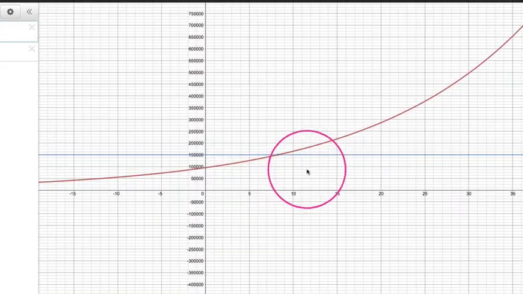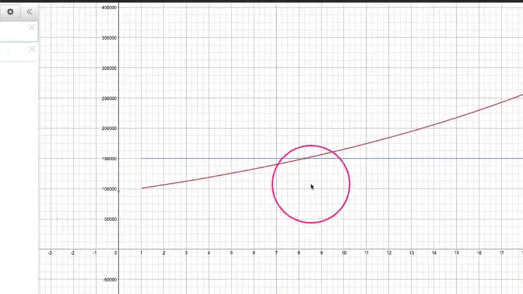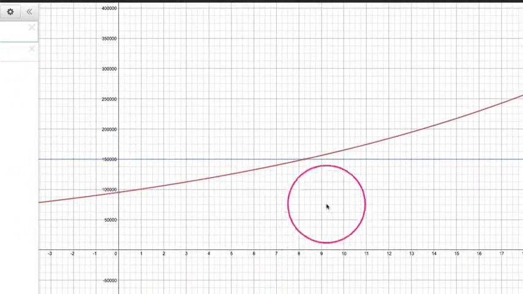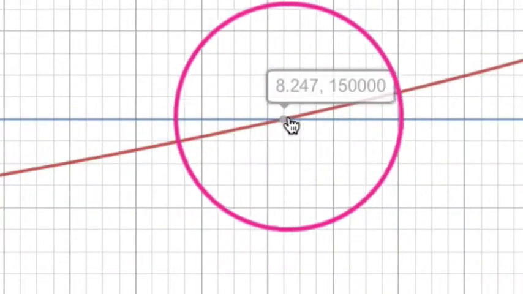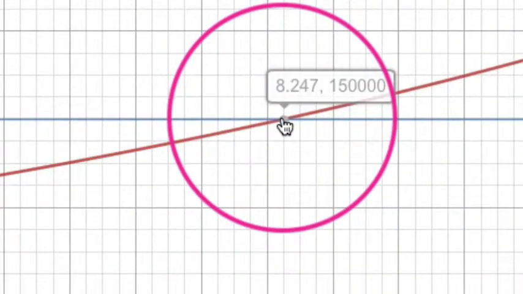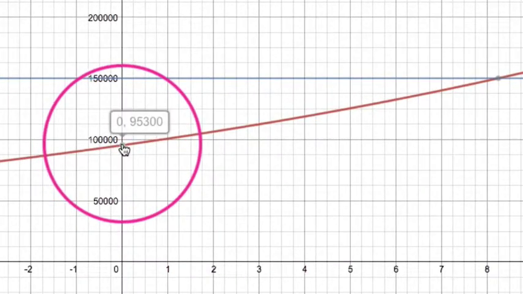But you see two graphs here, and basically we're saying, okay, on the x-axis we have time, y-axis we have population. When did this exponential growth model reach the height of this vertical line right here? And we can actually just look at this intersection. It says 8.247 years after the initial time. And looking at the initial time even, we say, look, it started at 95,300. So this is just an exponential growth model, larger numbers.